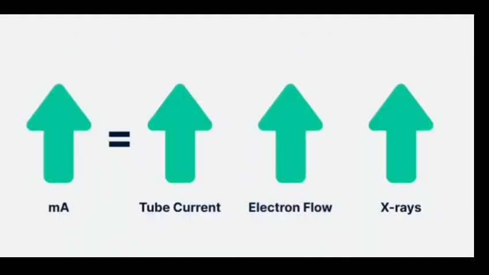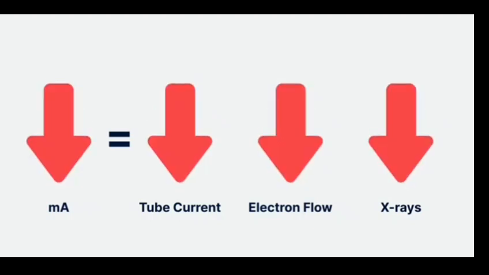So here's how those relationships work. If we increase the mA, that's the milliamperage, at the control console, this results in an increase in the tube current, which is simply an increase in the rate of electrons flowing through the tube. And this, in the end, increases the total number of X-rays produced. Conversely, if we decrease the mA at the control console, this decreases the tube current, which is, by definition, a decrease in the rate of electrons flowing through the X-ray tube. And this finally decreases the number of X-rays produced.